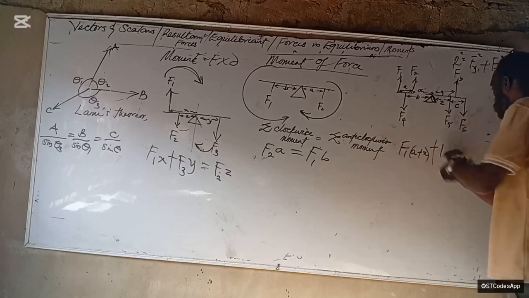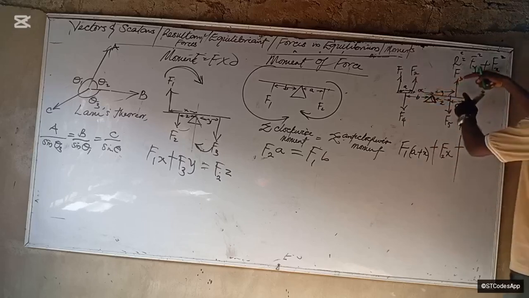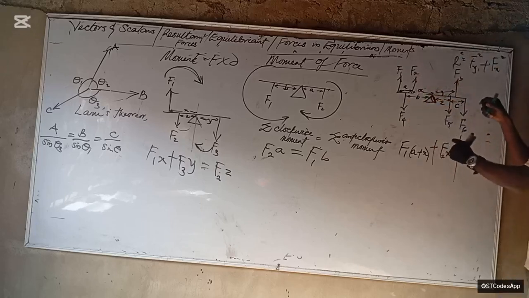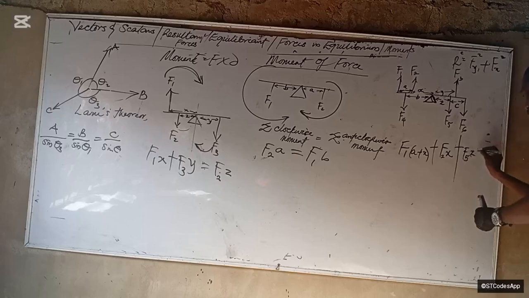Plus F2X. Does that make sense? Plus, because this one now is going to be anti-clockwise. Does that make sense? So we'll come here, the next one, F5Z. Does that make sense? Plus F6 times (Z plus C). Does that make sense now?